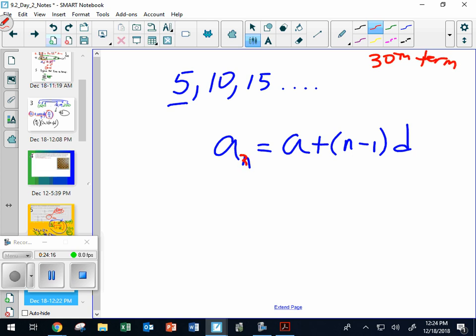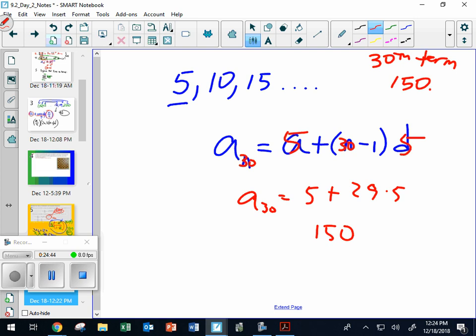I go 30, and amount to start with was 5, and our common difference is 5. And so amount 30 will be 5 plus 29 times 5. And that is basically 30 times 5. And that's 150? Help me out. Is that the right number at the end? Okay. So the 30th term would be $150.